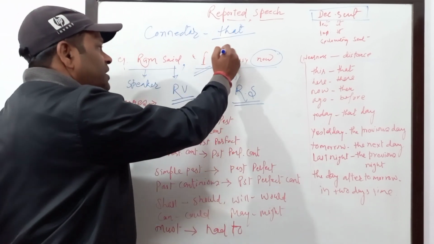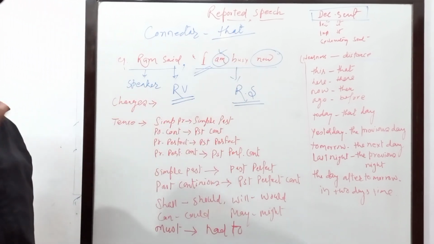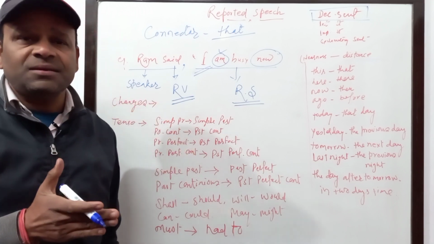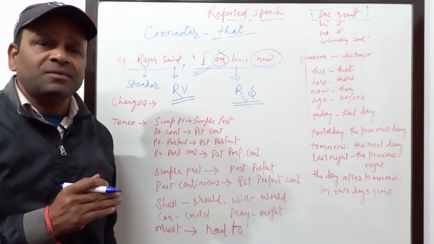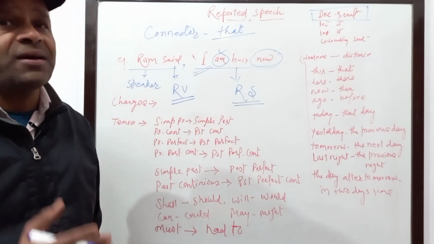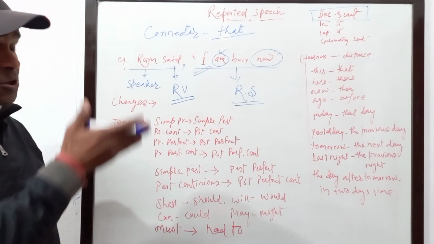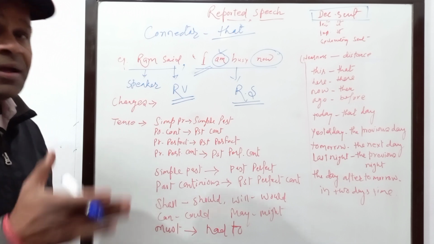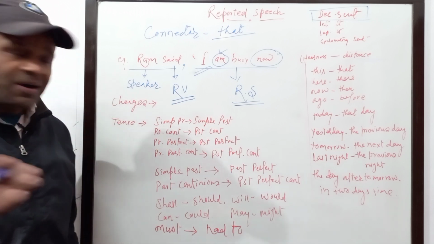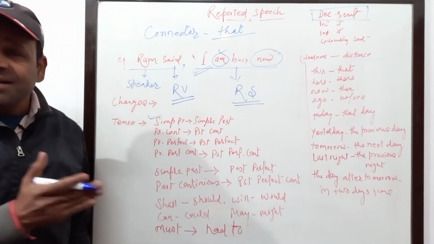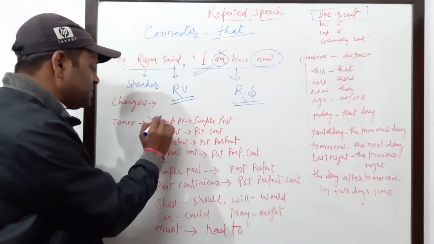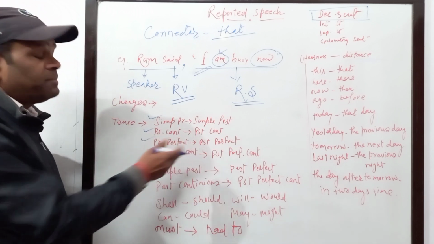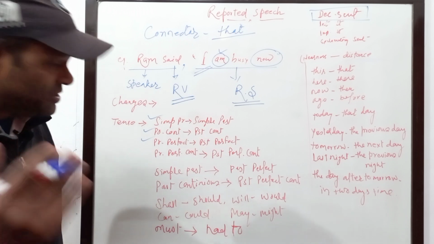First of all, let me clarify the change of tenses, how we change the tenses. The simple funda I am going to give you: in the present tense there are four parts. Simple present, present continuous, present perfect, and present perfect continuous. Got it? These four will change into past. Simple present will change into simple past. Present continuous will change into past continuous. Present perfect will change into past perfect. And present perfect continuous will change into past perfect continuous.